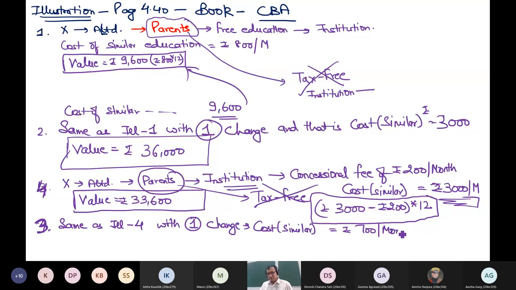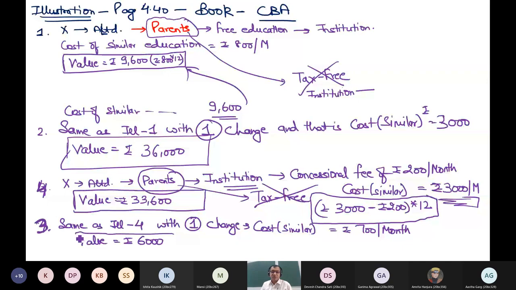Now, can you tell me the final answer? Everything is the same, just like illustration 4. But one change: in illustration 4, the cost of education was 3,000 in a similar institution. Now it is only 700. Can you tell me the answer now? 6,000. Yes, 6,000 is the correct answer.